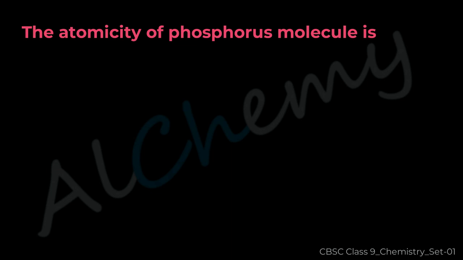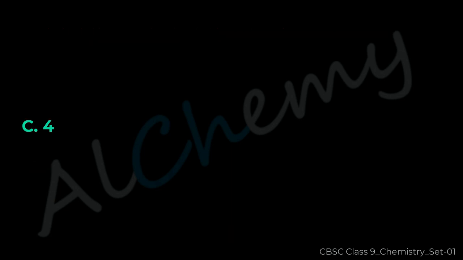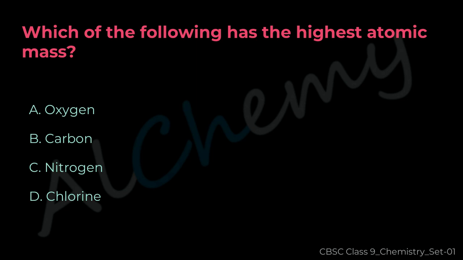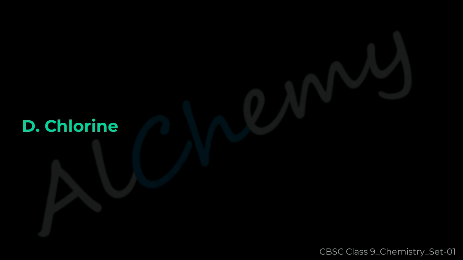Question 13. The atomicity of phosphorus molecule is A. 1, B. 2, C. 4, D. 8. The correct answer is C. 4. Question 14. Which of the following has the highest atomic mass? A. Oxygen, B. Carbon, C. Nitrogen, D. Chlorine. The correct answer is D.